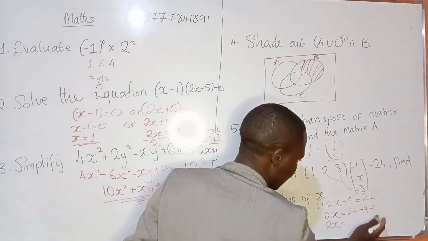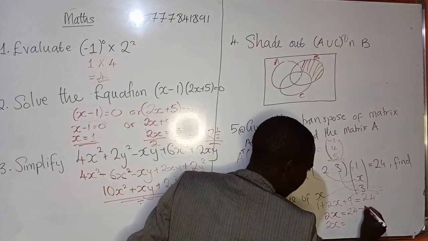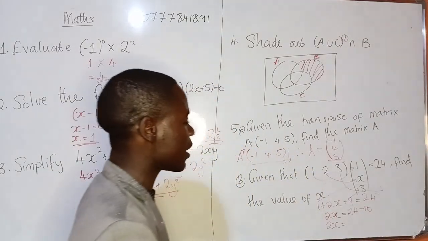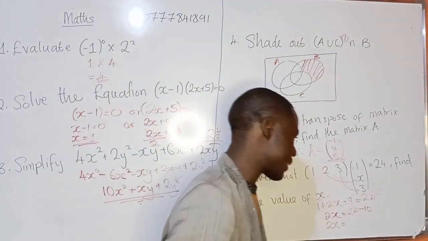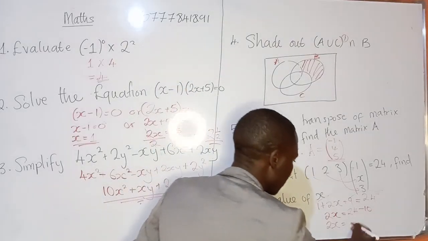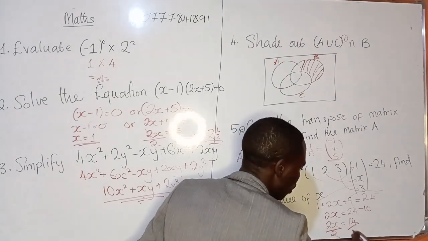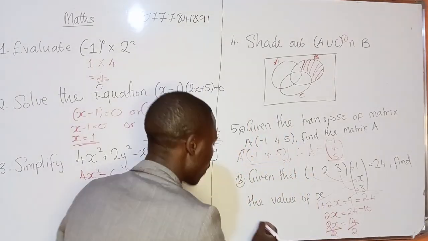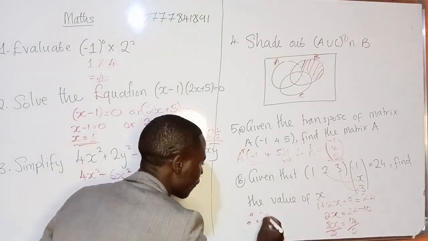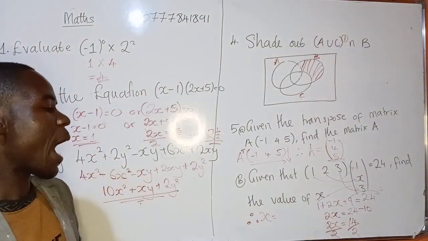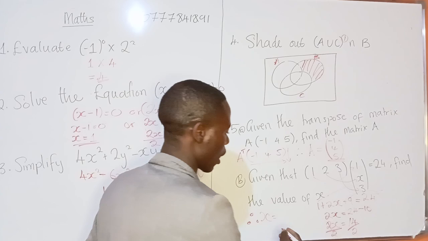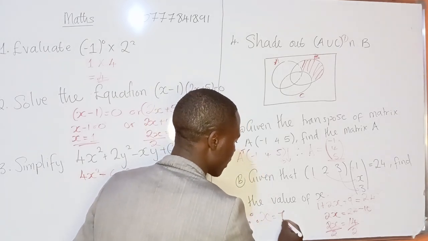So this part is the same as negative 10. What is 24 minus 10? The answer we are going to have is 14. So this 14, you say, divided by 2, divided by 2, this comes. You are going to conclude, therefore, the value of x appears to be 7.